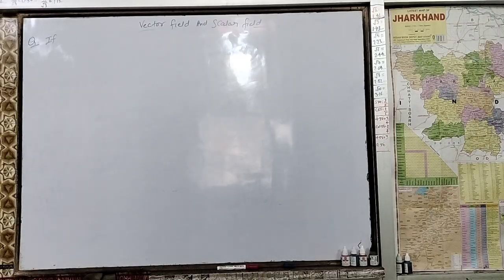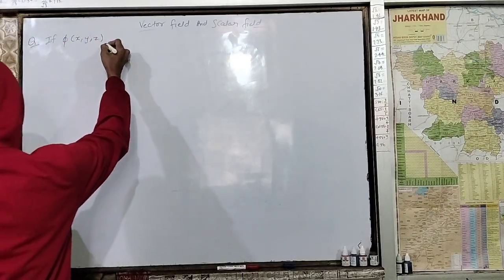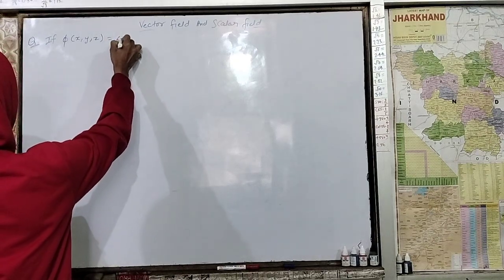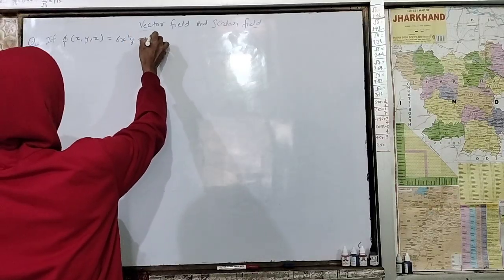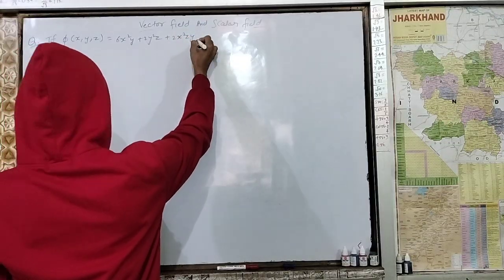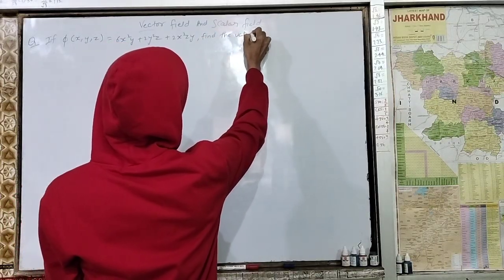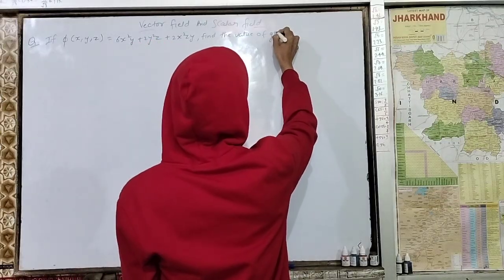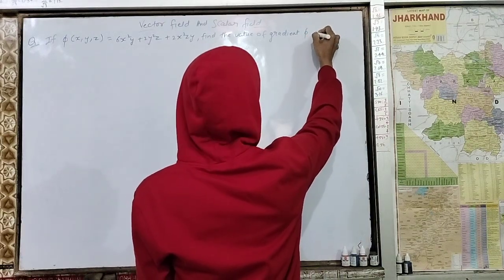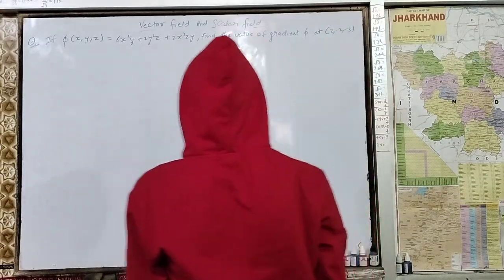Now let's take the next question as a practice. As a practice, if phi of x comma y comma z is equal to 6x square y plus 2y square z plus 2x square zy, then find the value of gradient phi at 2 comma minus 2 comma minus 3. Okay.